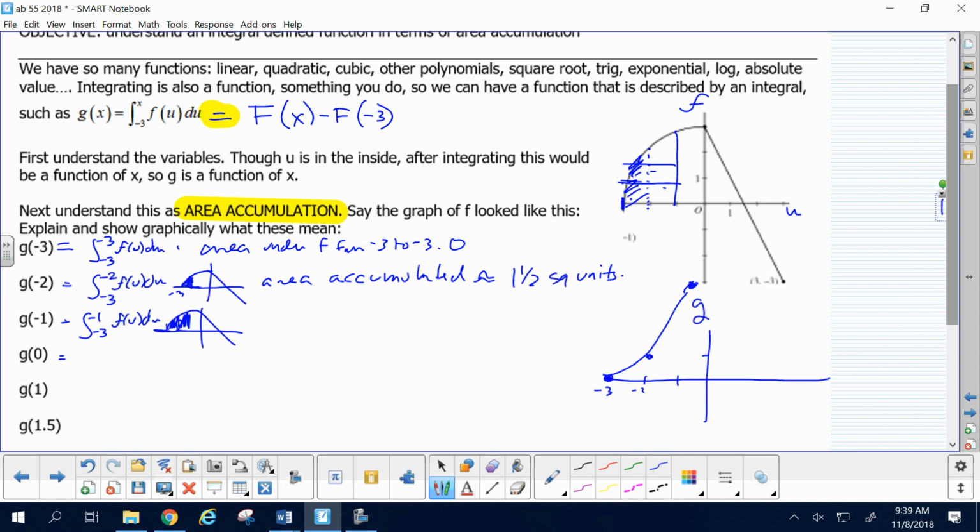G of 0 is the area under the curve from -3 to 0. Well, that's the whole quarter circle. Do you agree? What's the area of the quarter circle? 1/4 pi r squared, or 9 pi over 4-ish. So what's that? About 27 over 4, 28 over 4, about 7 units. Right? Okay? So it's going to continue to grow.